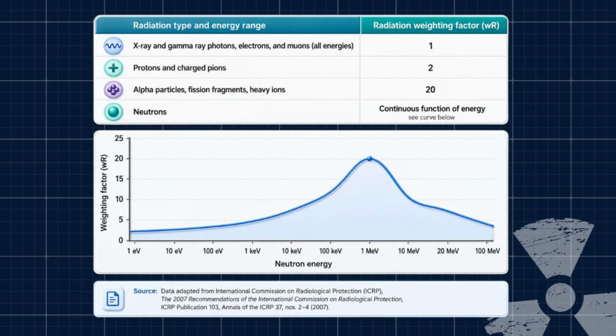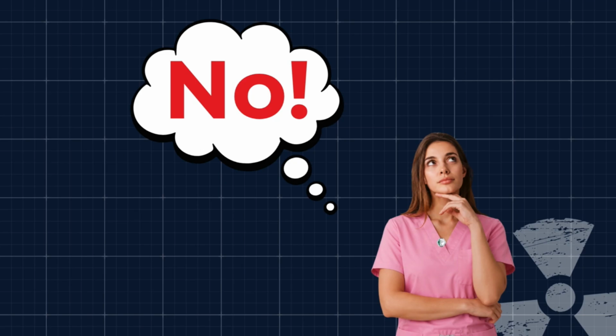Well, let's take a look at the data chart adapted from the International Commission on Radiological Protection. X-rays have a weighting factor of 1, whereas alpha particles seen down here have a weighting factor of 20. If that person we just mentioned received a dose of 10 milligrays with a weighting factor of 20 and the other with a weighting factor of 1, would the doses be biologically the same? No, right?